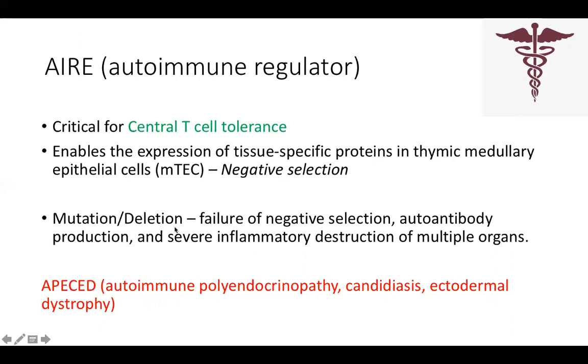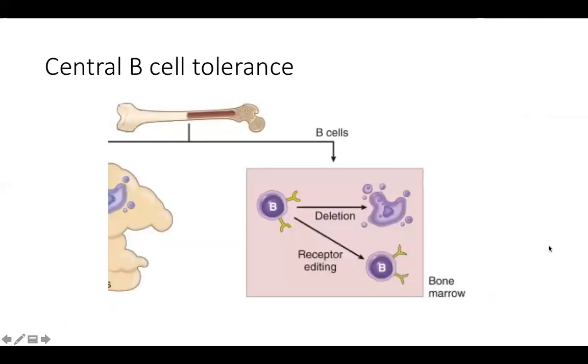So mutation or deletion of this particular gene can lead to failure of negative selection, failure of central T cell tolerance, and then that T cell will go out, stimulate the B cell to produce autoantibodies, and there will be severe inflammatory destruction of multiple organs, the condition called APECED, autoimmune polyendocrinopathy, candidiasis, ectodermal dystrophy. Okay. Coming to central B cell tolerance.